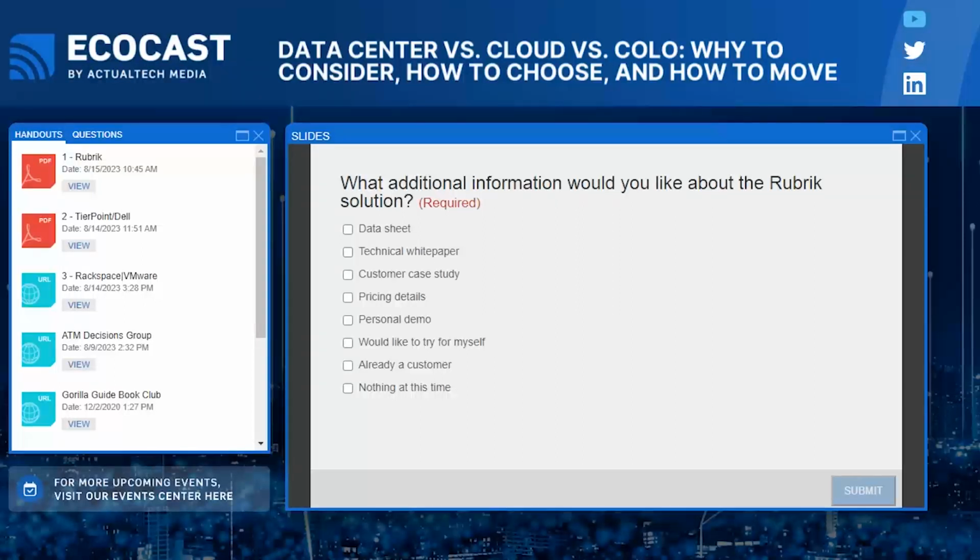First, Pam wants to know, does Rubrik support data governance and authentication together?